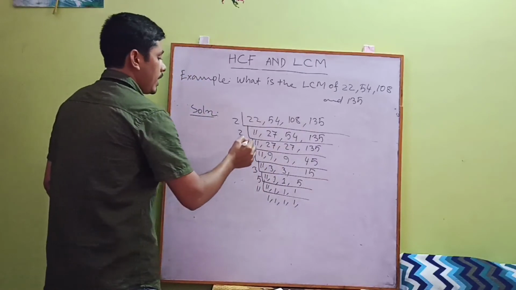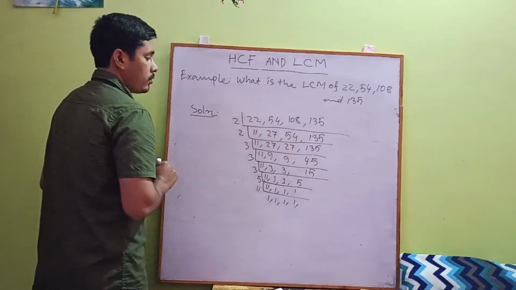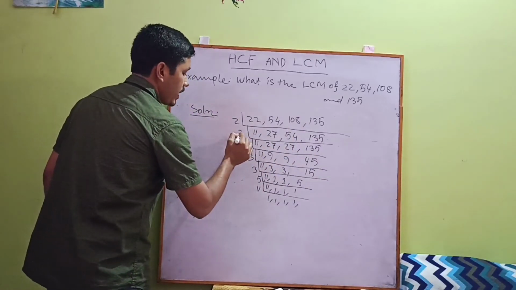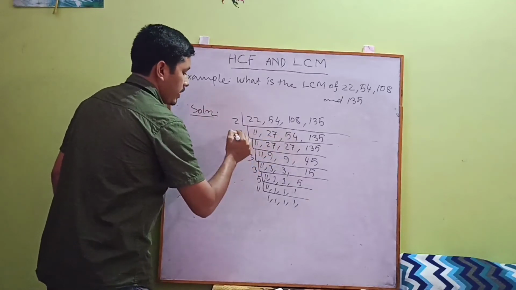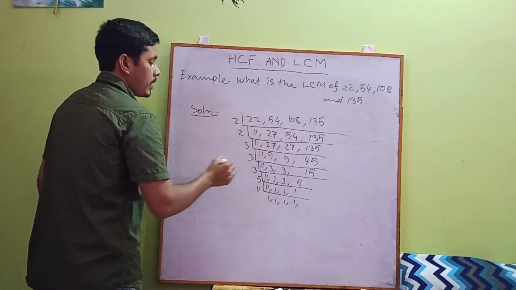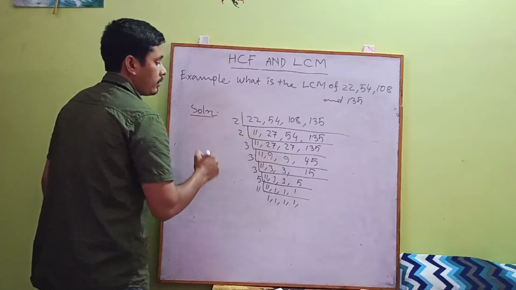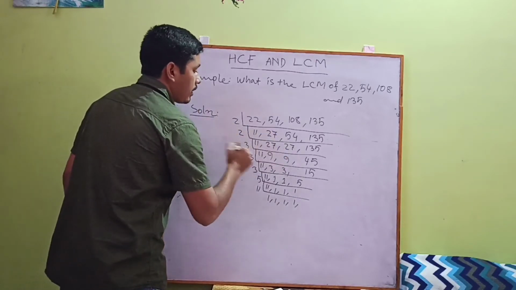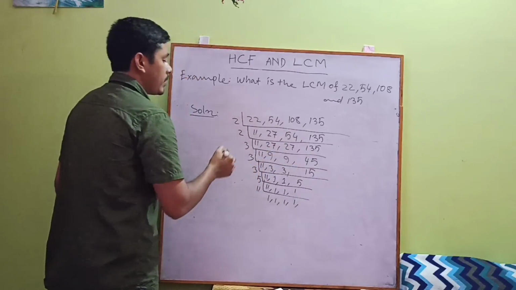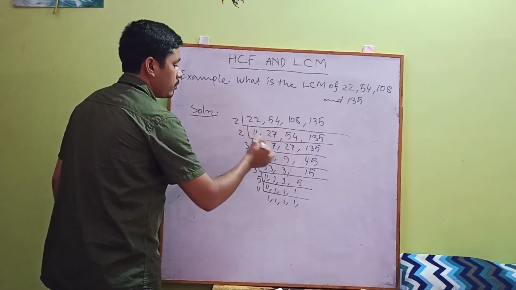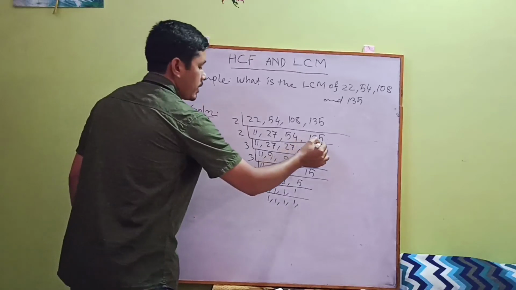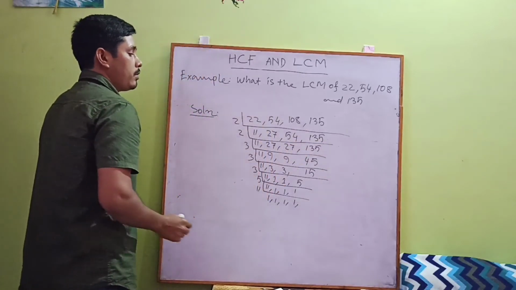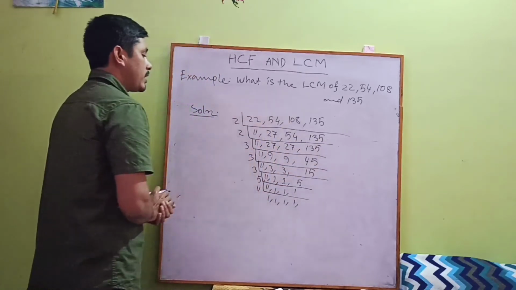Now again this number is divisible by 2. That's why first we divide 54 by 2. Look, 11 is not divisible by 2, we write the same here. 27 is not divisible by 2, I write it here. Now 54 is divisible by 2. When we divide 54 by 2, we get 27. 135 is not divisible by 2, we write this number the same here.